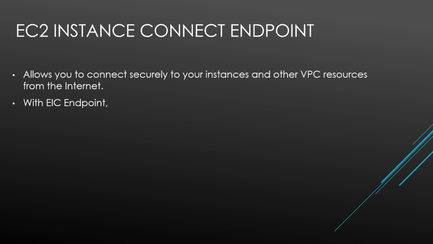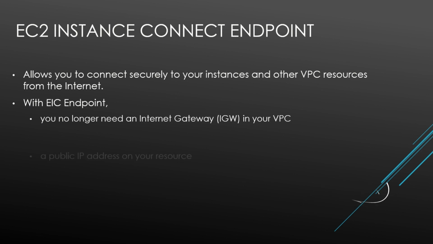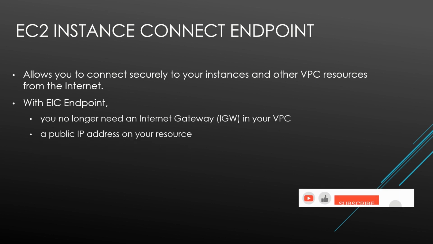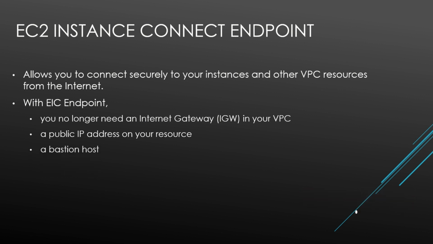With Amazon EC2 Instance Connect endpoint, you no longer need an internet gateway in your VPC, and you don't need a public IP address on your resource. And you don't need a bastion host or jump host to connect to your private instance, or any agent to connect to your resources.